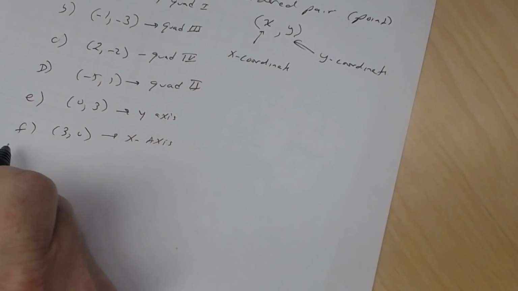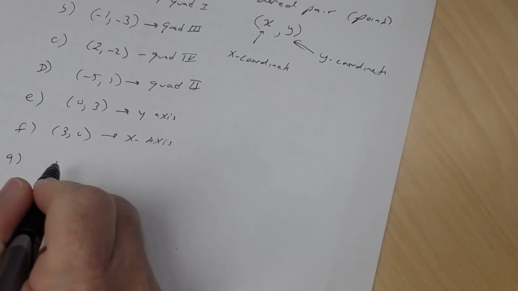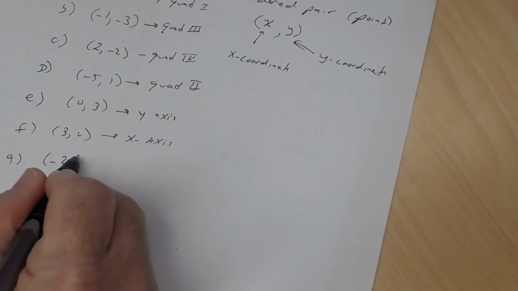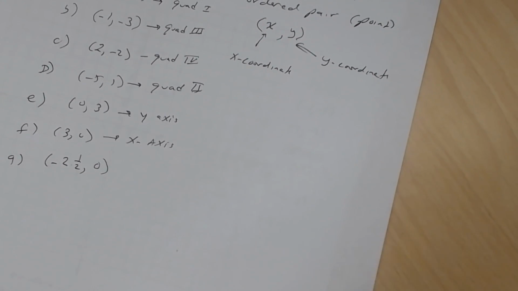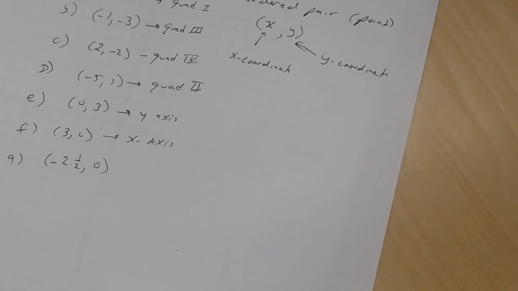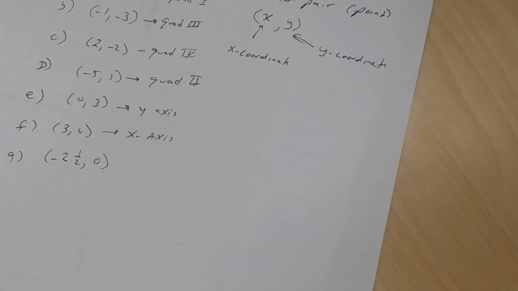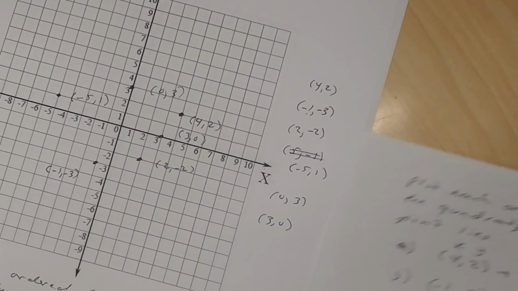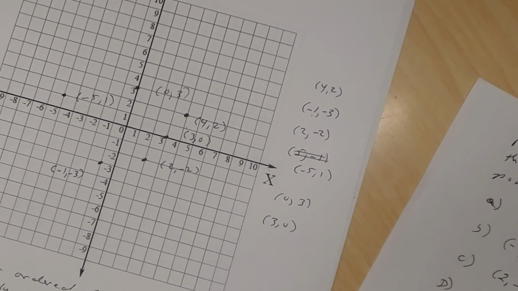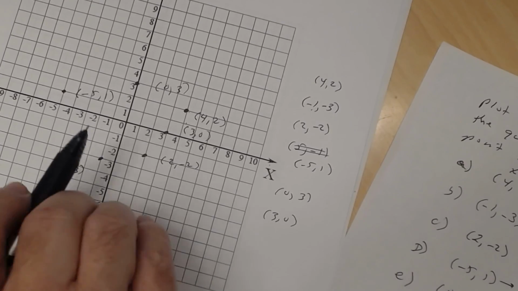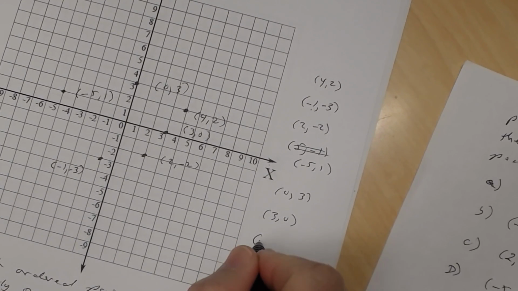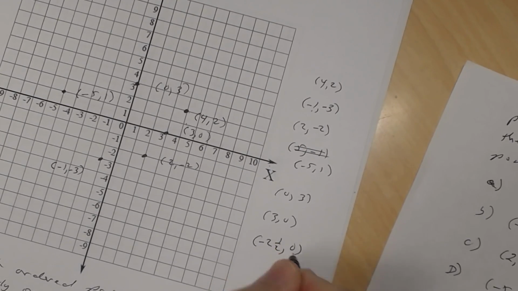So let's look at G. So we do G, we have (-2 1/2, 0). All right, so it's not that difficult. You're just going to estimate where -2.5 is located. Remember, 2 1/2 is 2.5. All right, so you start at the origin. All right, so remember, we're plotting the point (-2 1/2, 0).